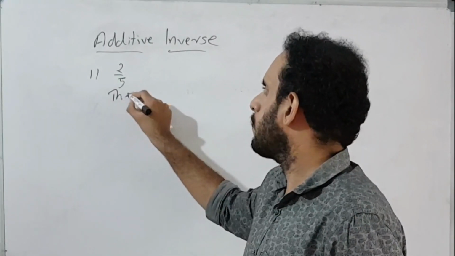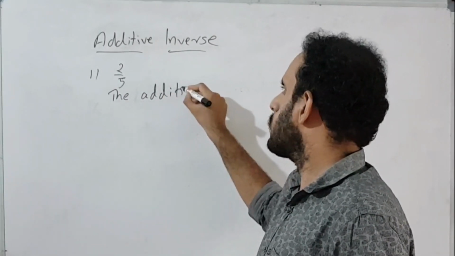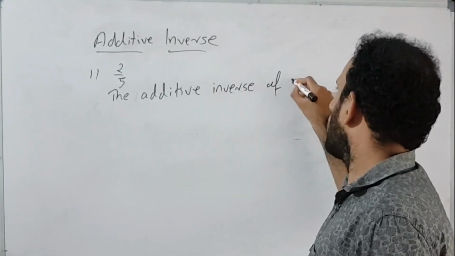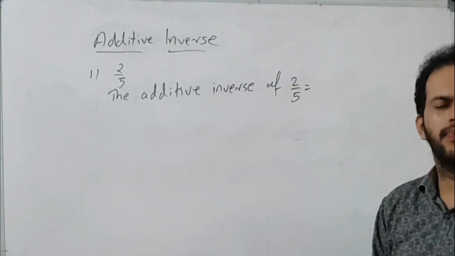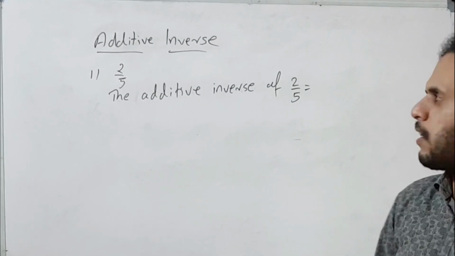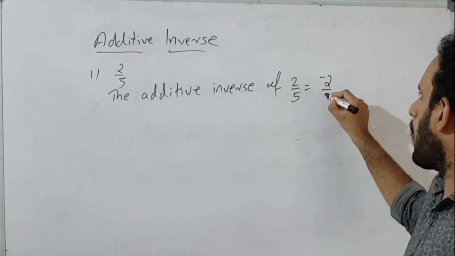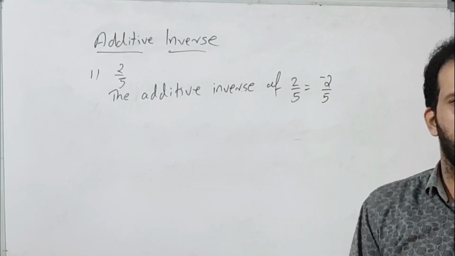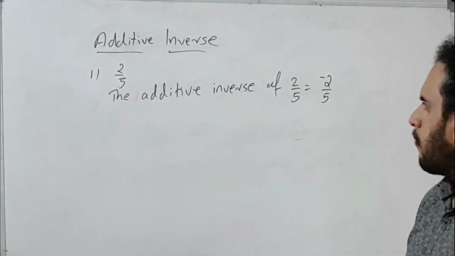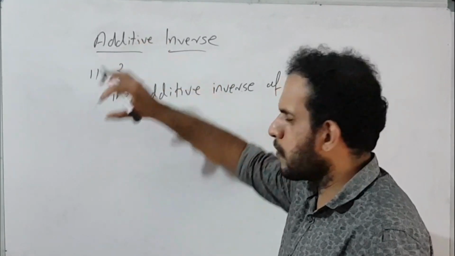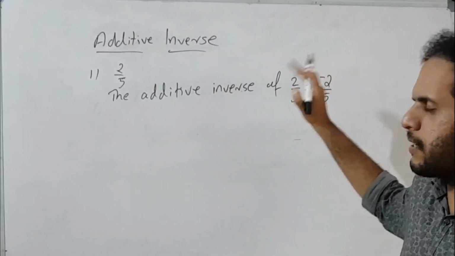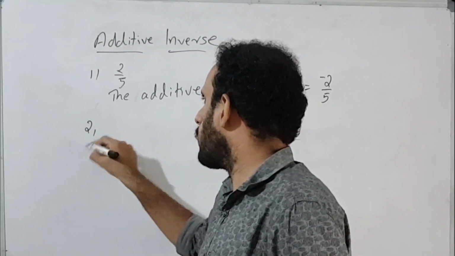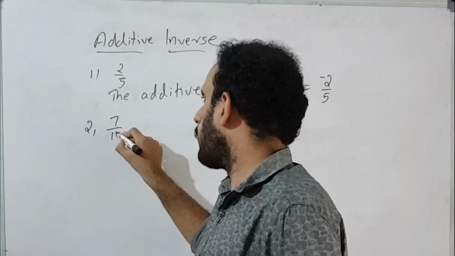The additive inverse of 2 by 5 is equal to minus 2 by 5, correct? Any doubt? So we know it's a positive number, so the additive inverse of 2 by 5 is negative 2 by 5. Okay, next we want to write the additive inverse of 7 by 11.